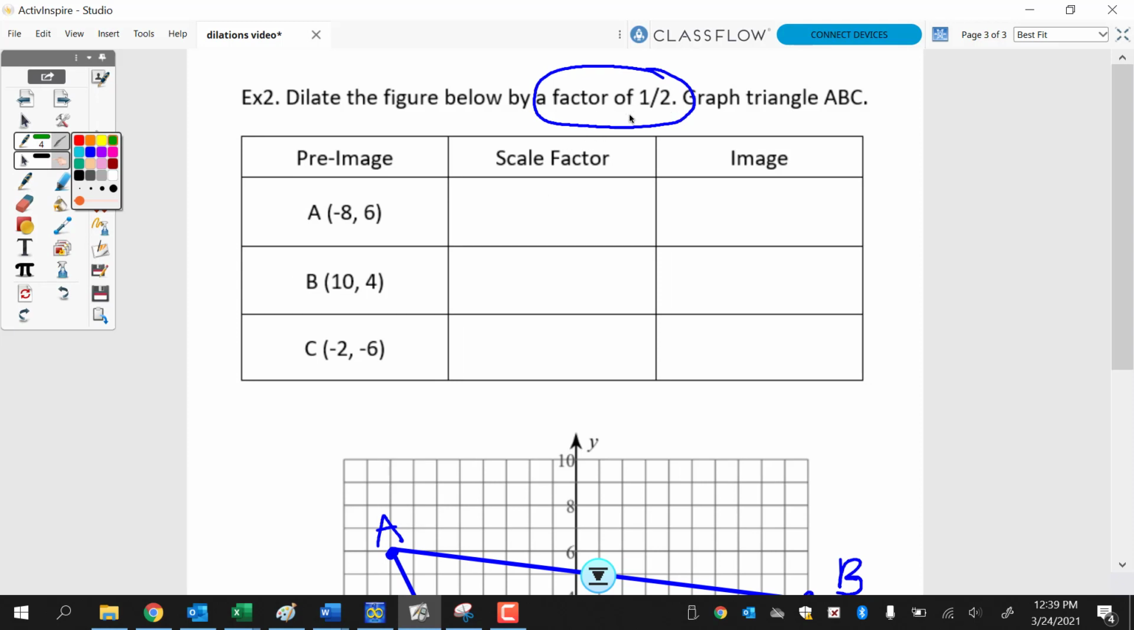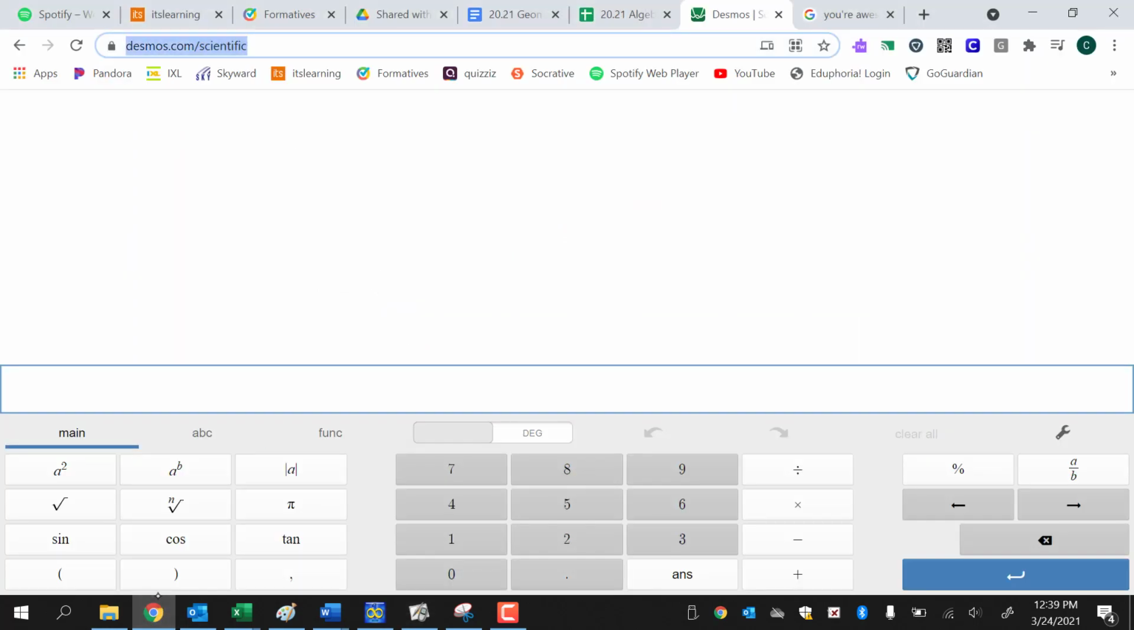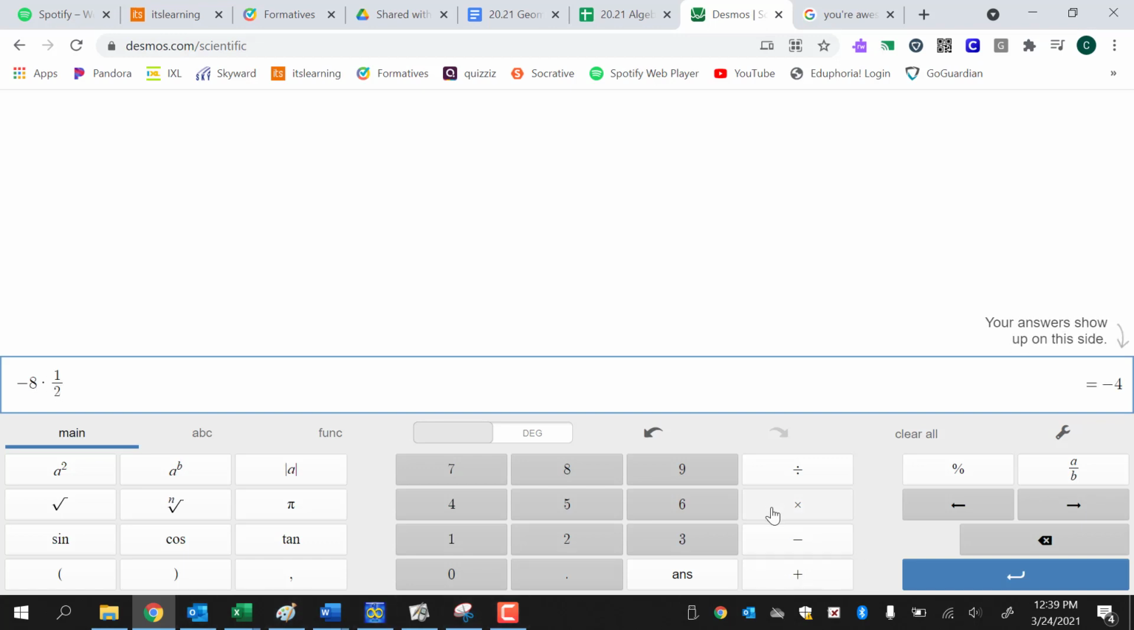What are we multiplying by this time? Our factor 1/2. So we're doing everything times 1/2. Okay, great. So we're doing -8, our first number, times 1/2. And then 6 times 1/2. Same for the other points. All right, so if you are uncomfortable multiplying by a fraction, make sure you're typing that in Desmos. So let's type that in. So we would do -8 times 1/2. -8 times 1/2 is -4.